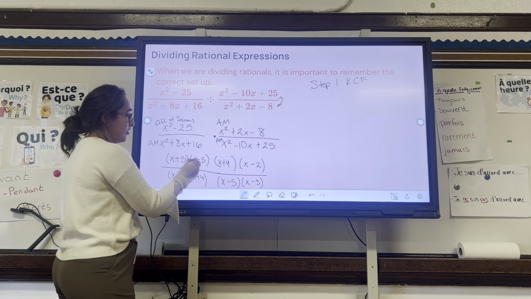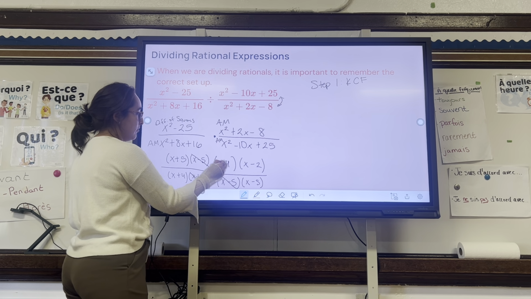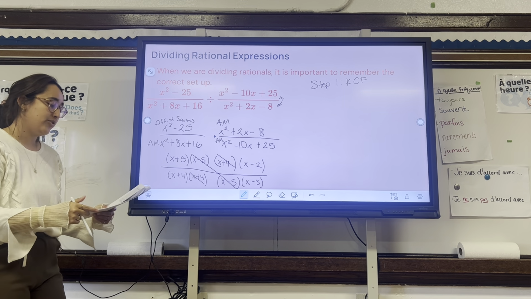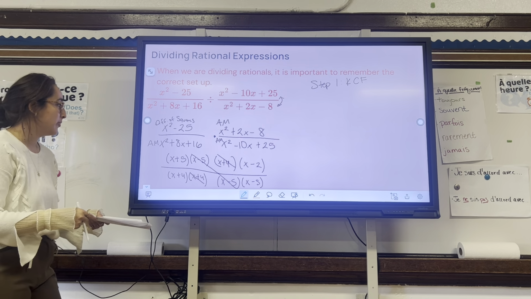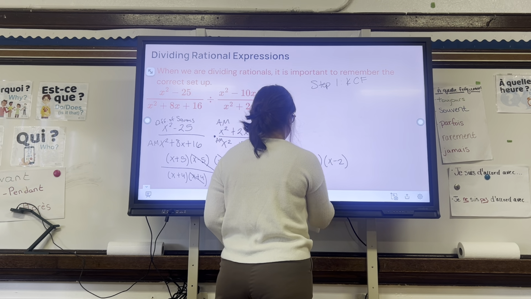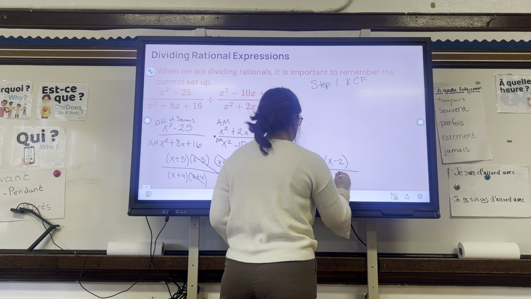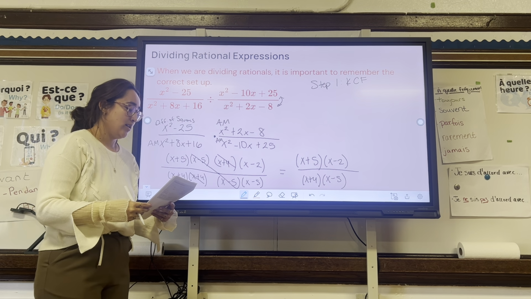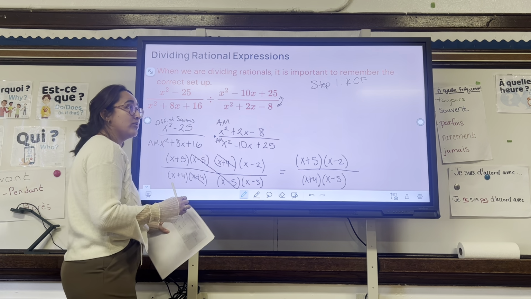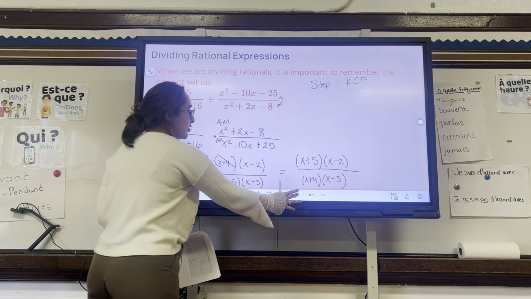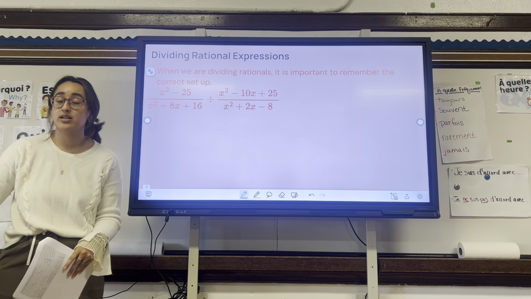So, cancel out one of these. This one will cancel. And we have 2 factors left on top, 2 on the bottom. So, your final answer is x plus 5, x minus 2, x plus 4, x minus 5. And that's how you leave it, because you can't cancel anything else out. Alright.